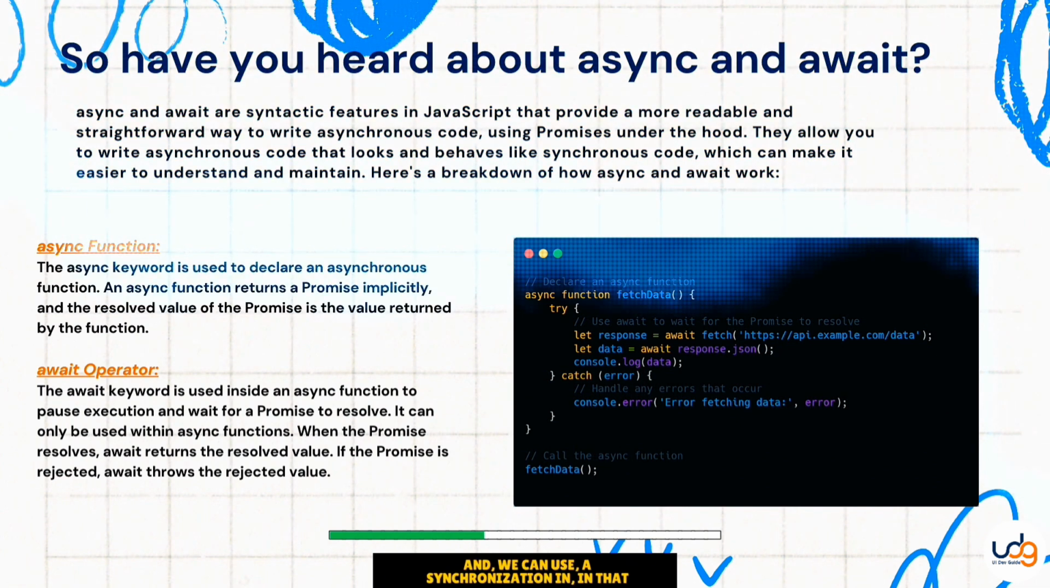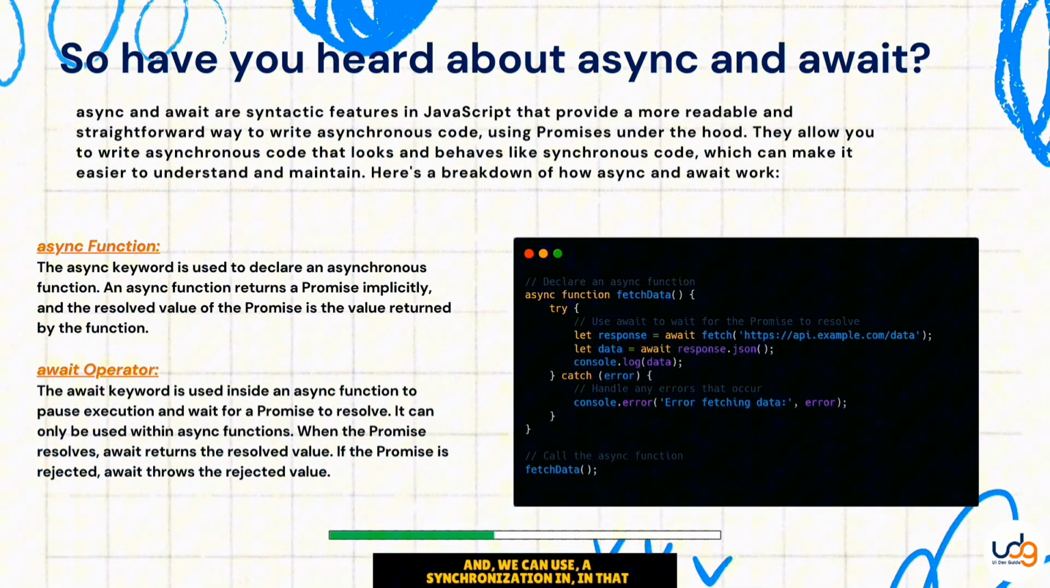And we can use asynchronous operations in that function. If we want some data which is asynchronous in that async function, there we can use the await keyword. The meaning of await is to wait on that statement until the response comes. It will not execute the next line until the response comes.